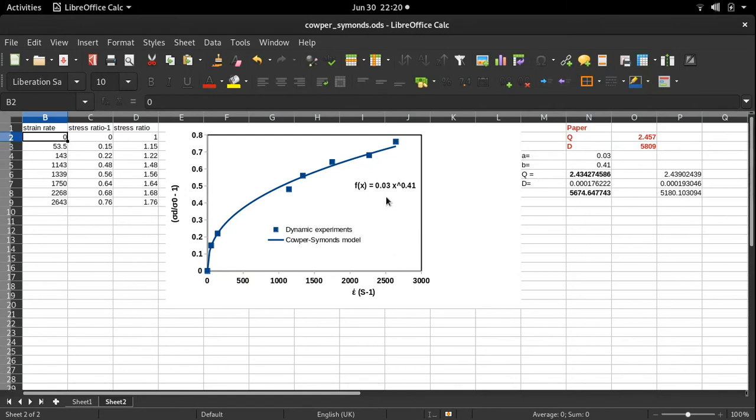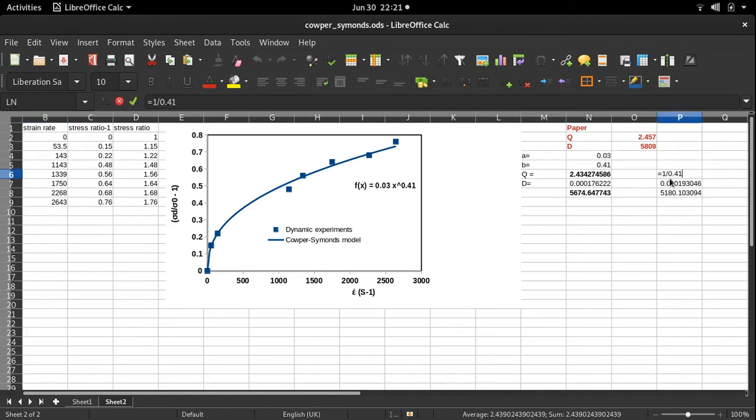As we know, the Cowper-Symonds equation: (strain rate over D) to the power of 1 over Q equals the stress ratio minus 1. So whatever is in the power, 0.41, so 1 over Q equals 0.41. So suppose this is A and this is B, as I have explained in the previous one, how to calculate the Cowper-Symonds material model parameters. So in that I have just assumed this value is A. So A equals 0.03 and B equals 0.41. So if I take A equals 0.03 and B equals 0.41, how can I calculate Q? Q equals 1 over B.